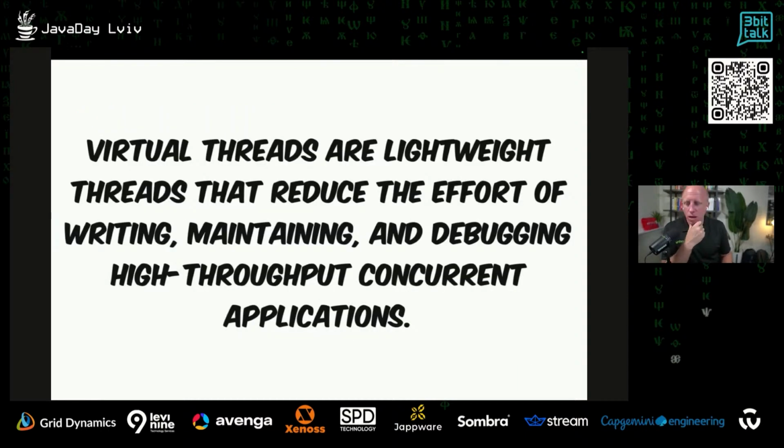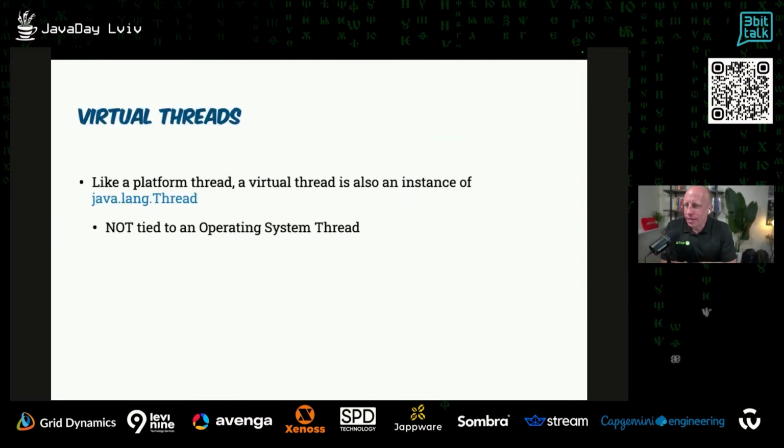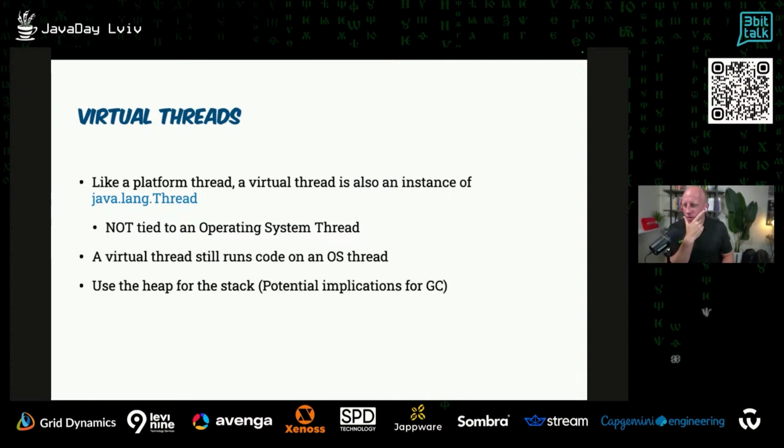So what are virtual threads? Virtual threads are lightweight threads that reduce the effort of writing, maintaining, and debugging high throughput concurrent applications. Two keywords stick out there, right? Lightweight, and being able to produce high throughput concurrent applications. Like a platform thread, a virtual thread is also an instance of java.lang.Thread. It is not tied to an operating system thread, which is important. And a virtual thread still runs on an OS thread.